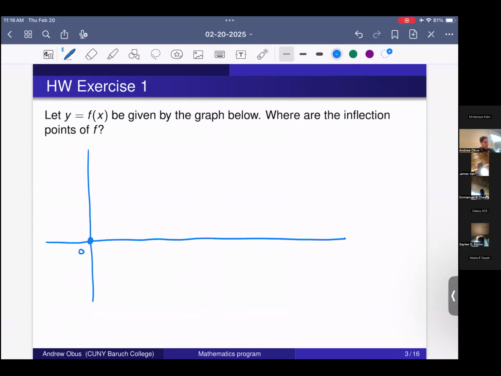So this is 0. I'm going to label 0, 1, 2, 3, 4, 5, 6, 7, 8, 9.